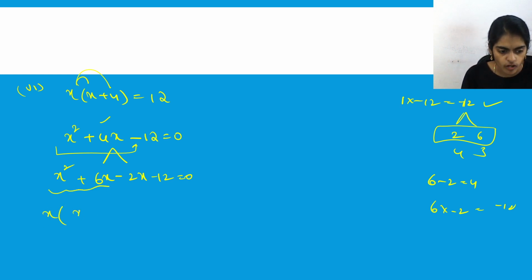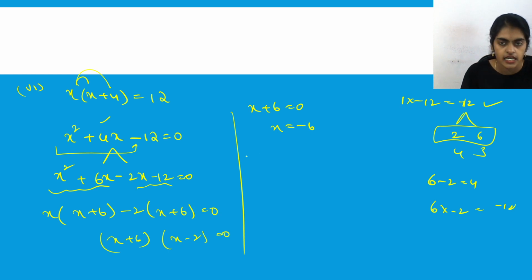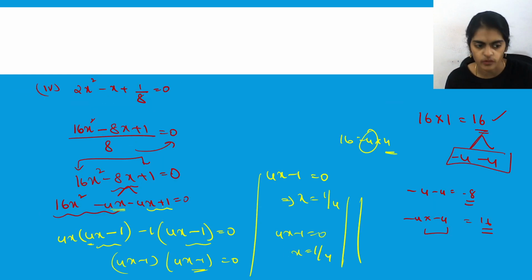So if I take x common, I'll have x plus 6 here. If I take minus 2 common from this, you'll have x plus 6. So x plus 6, if you take common, you'll have x minus 2 equal to 0. So you can take x plus 6 equal to 0, so x you'll get minus 6. If you take x minus 2 is 0, you'll get x equals 2. So x is minus 6 and 2 are the roots of this particular quadratic equation.